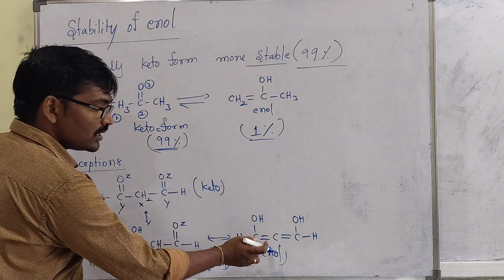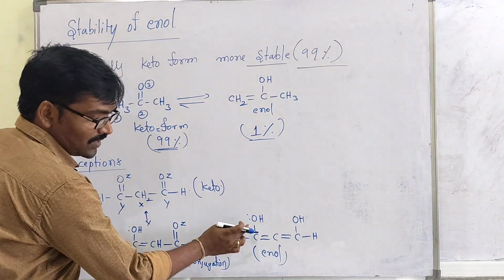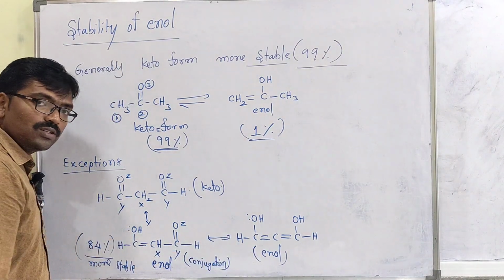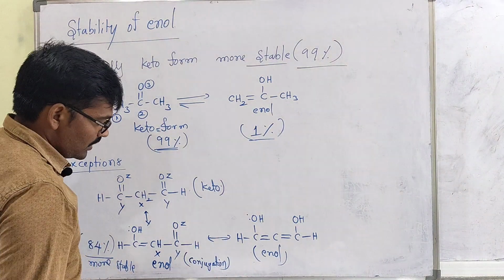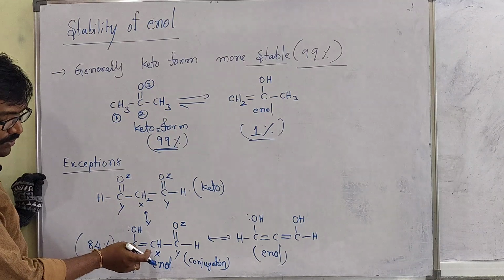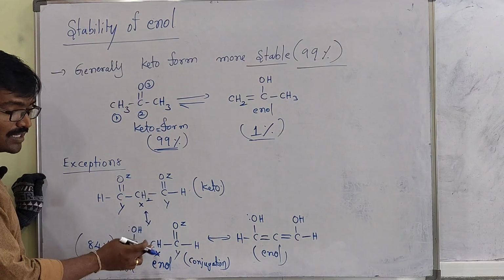Sir, what about this, sir? There is no conjugation in this. Look, lone pairs are there, then single bond, then double bond is there. That's it. Are you getting my point? Then one more thing I told: once the double bond is formed, hydrogen cannot transfer from here to here. Conditions are not being followed.